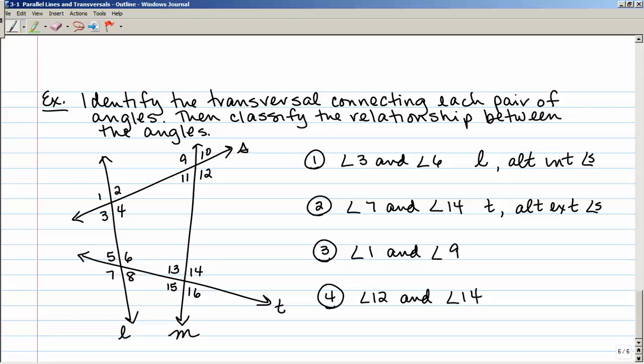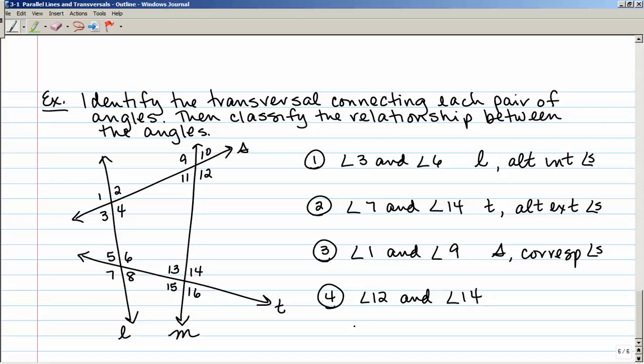Example number 3, angles 1 and 9. 1 and 9 up here at the top. Those are being created by the transversal S. And 1 and 9 are both on the same side of S, and they are both, well, I guess in this case to the right of the lines. So those would be corresponding angles.